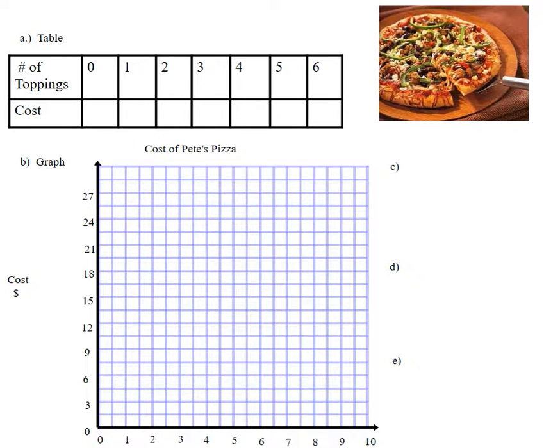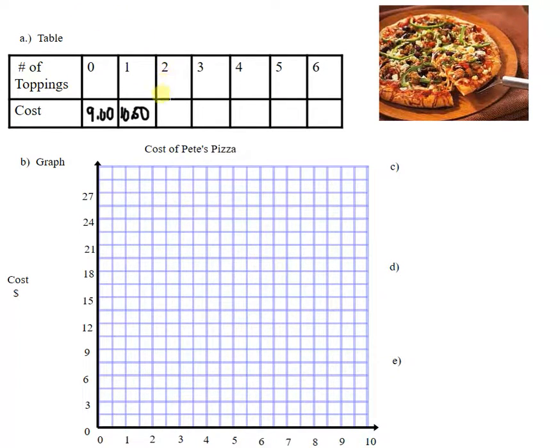Okay, so part A wants us to complete a table of values showing the cost of the pizza with up to 6 additional toppings. Okay, so the cost of 0 toppings would be just the $9. Okay, and the cost of 1 topping, well, it would be $10.50. It would be the $9 plus $1.50.